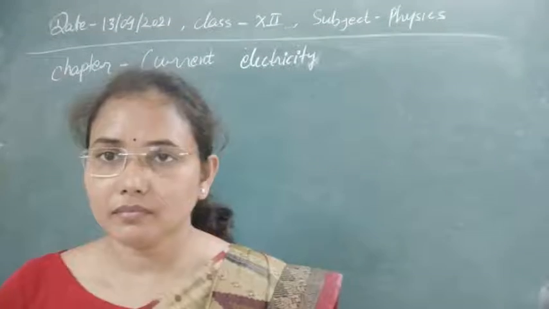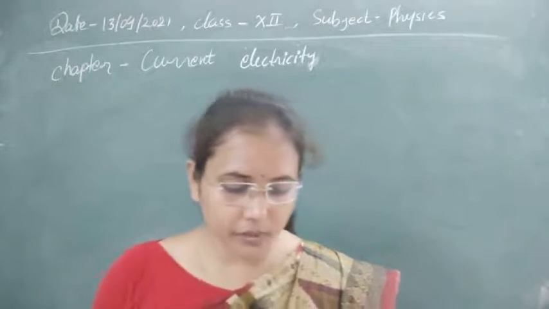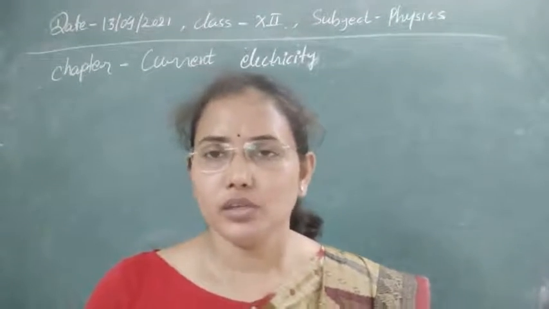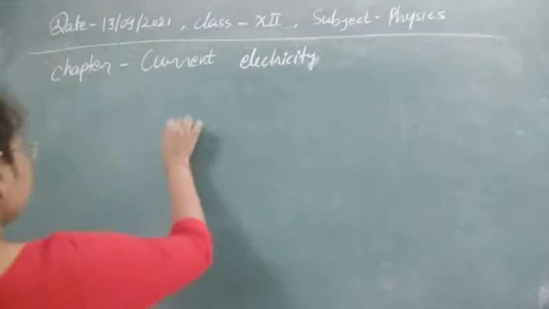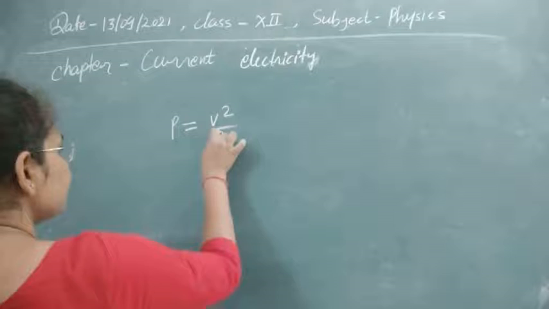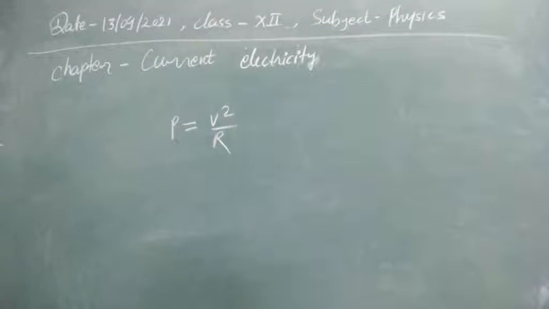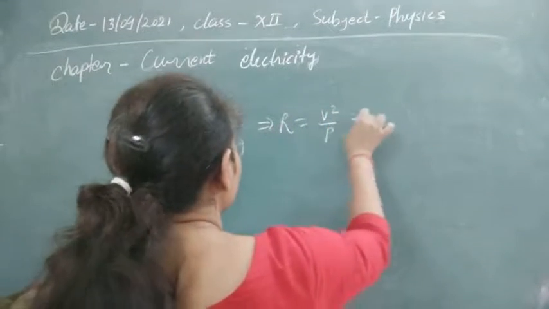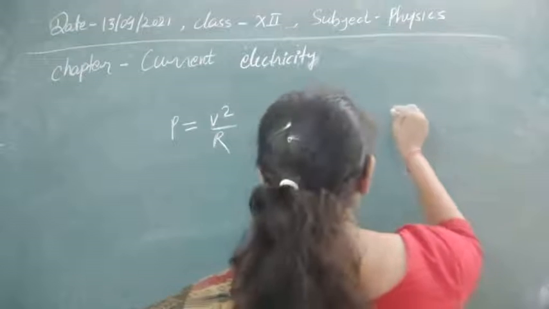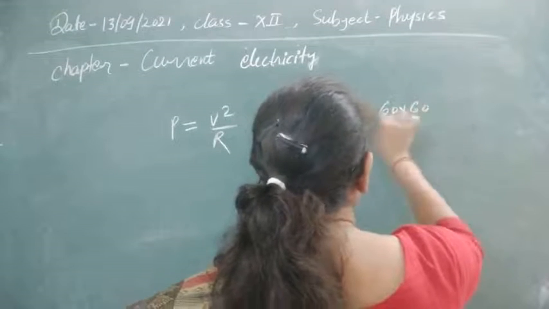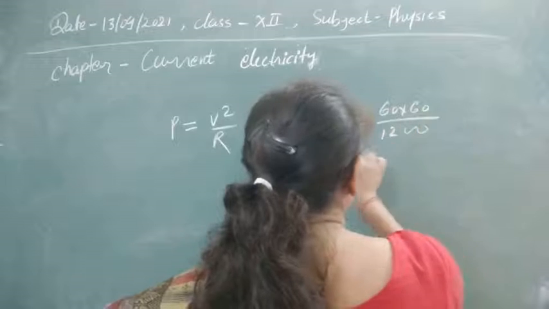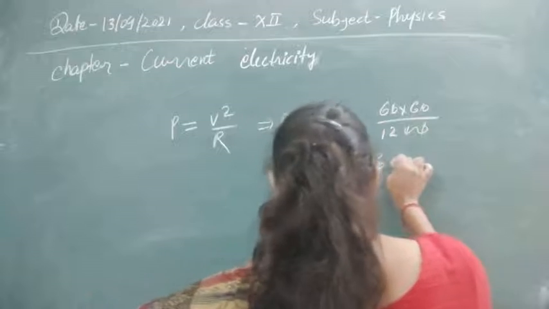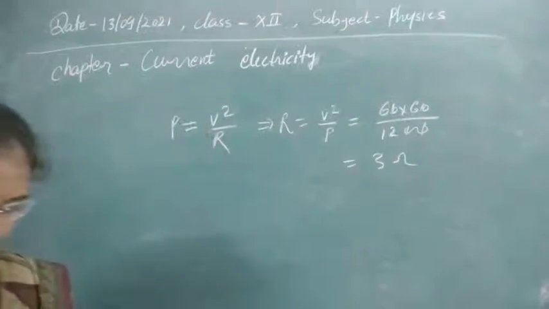Now the next question is, a 60 volt battery would spend 1200 watt power across a resistance of what value? You know the power is related to the resistance by the formula P is equal to V square by R. As we have to calculate the value of resistance, this will be equal to V square by P. And V has the value in the question, that is 60 volt. So this is now 60 into 60, and power is given as 1200 watt. You can just solve this one. So this is equal to 3 ohm resistor.